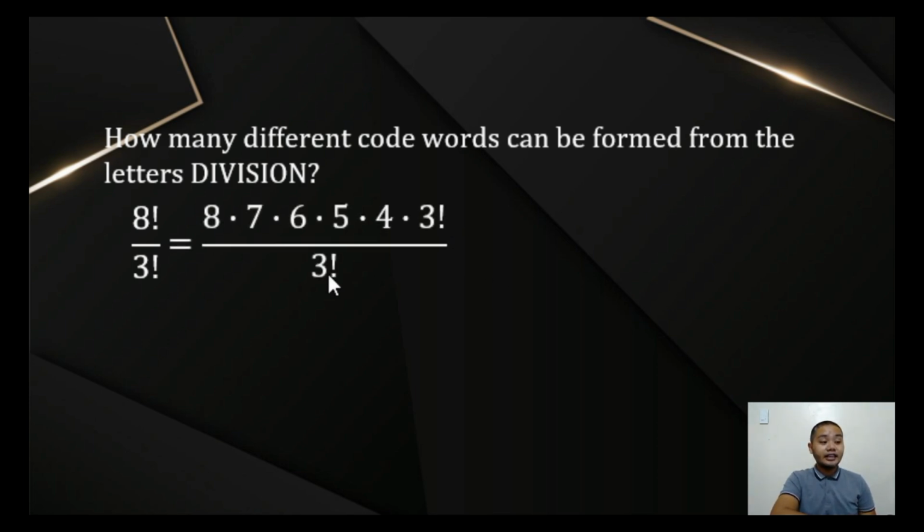Siyempre, cancel na natin ito. So, matitira na lang dyan 8 times 7 times 6 times 5 times 4. Multiplying those numbers, yun yung makukuha natin, 6,720.